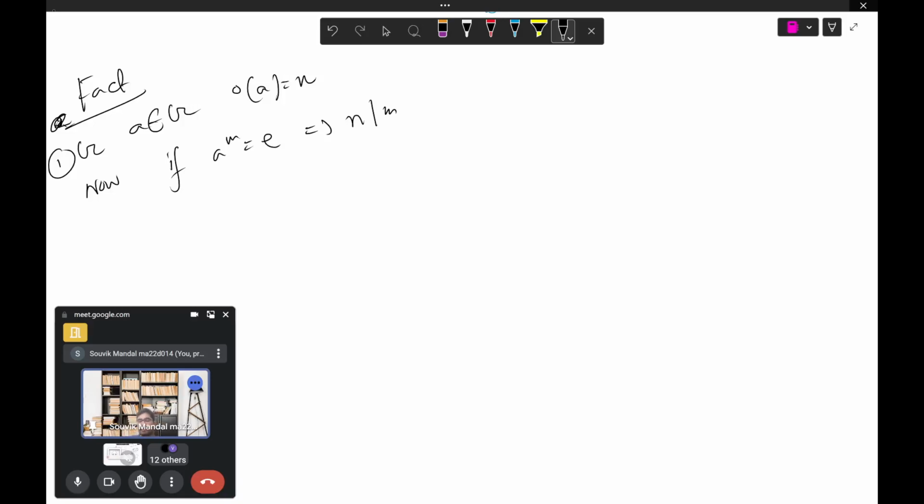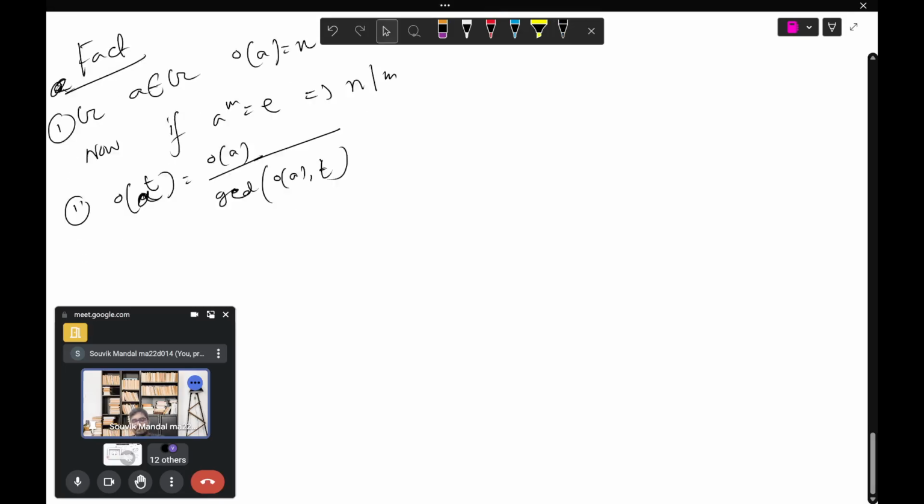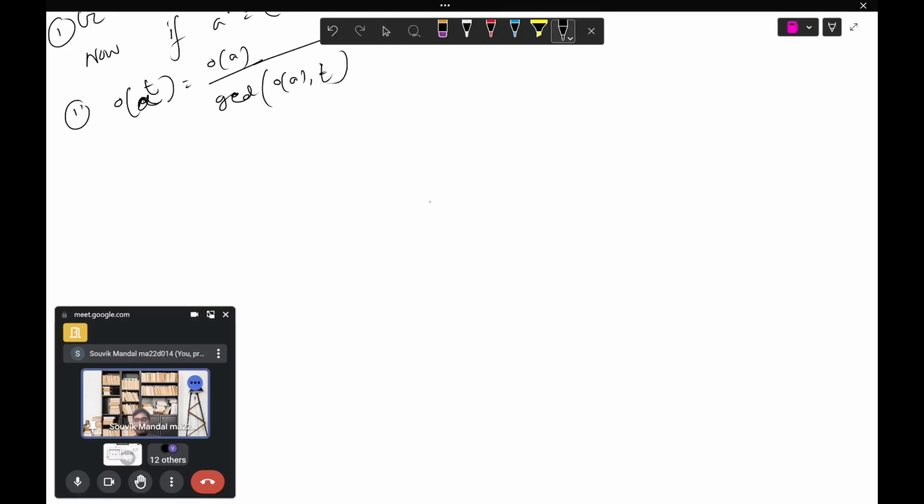Yes. And secondly, the order of a to the power t is equal to the order of a divided by the GCD of t and the order of a. Do you know this? Yes. So please solve these two problems.